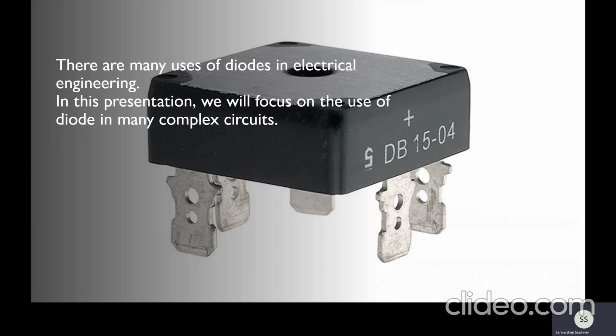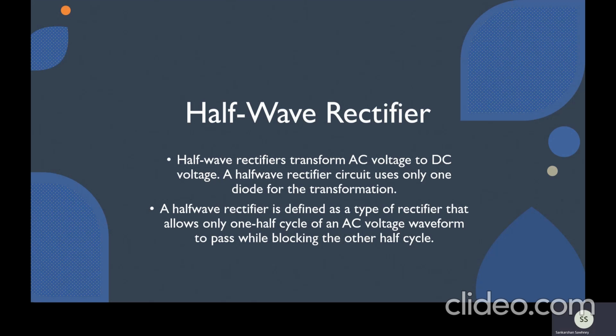There are many uses of diodes in electrical engineering, and in this presentation, we will focus mainly on uses of diodes in complex circuits. The first complex circuit is the half-wave rectifier. Half-wave rectifiers transform AC voltage to DC voltage. A half-wave rectifier uses only one diode for the transformation. A half-wave rectifier is defined as the type of rectifier that allows only one half cycle of the AC waveform to pass while blocking the other half cycle.